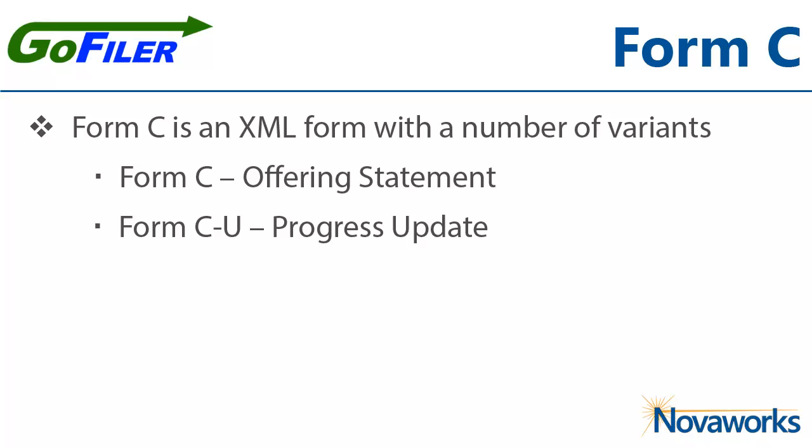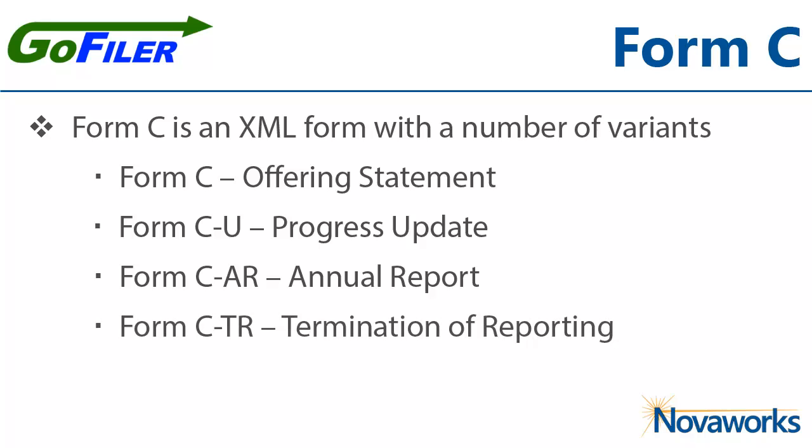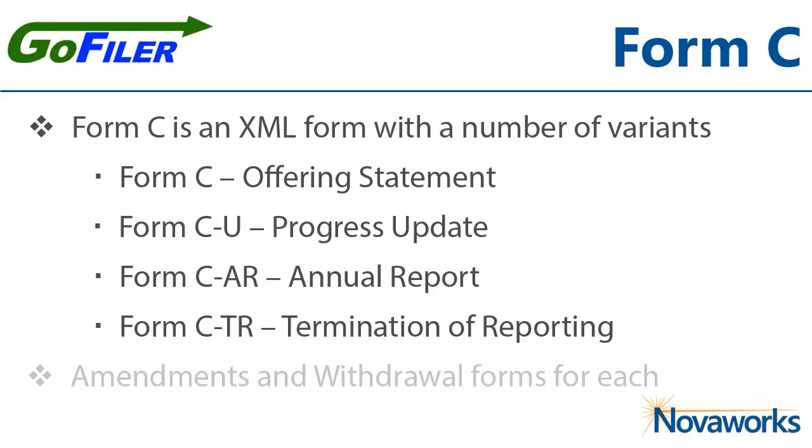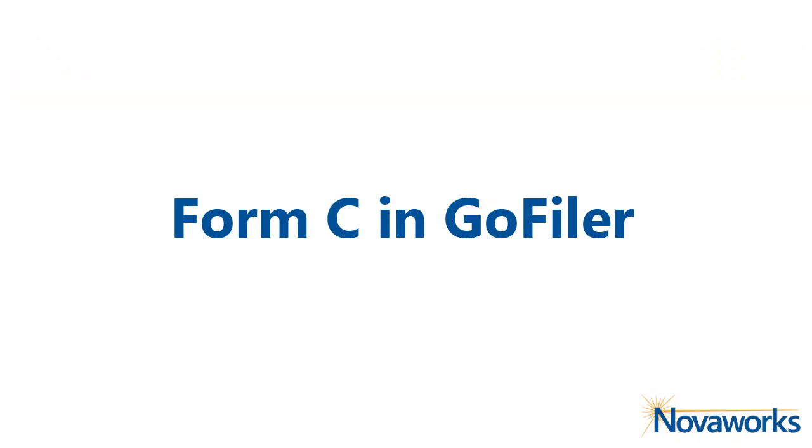Form C-U is the progress update for issuers filing updates as required by Section 4A(b)(1)(H). Form C-AR is the annual report for issuers filing the information required by Section 4A(b)(4). And Form C-TR is the termination of reporting for issuers who are ending their reporting obligations pursuant to Section 4A(b)(4). Additionally, there are versions of each form type for amendments, as well as to file a withdrawal for the particular form. Let's move on to creating and filing Form C in GoFiler.